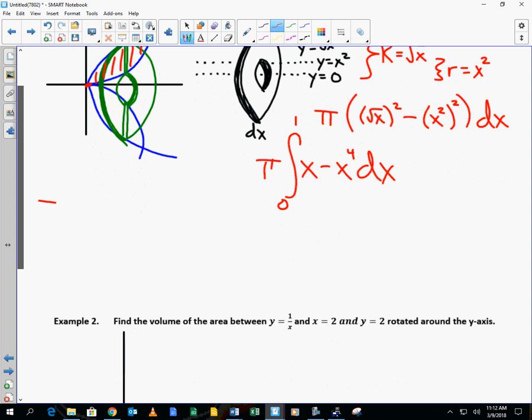Antiderivative. Antiderivative x. Antiderivative x to the 4th. Evaluated.